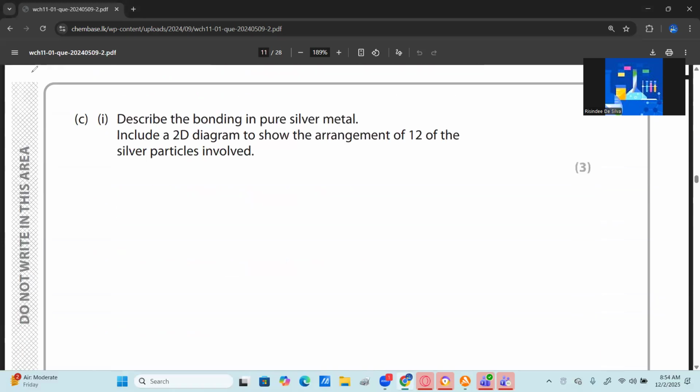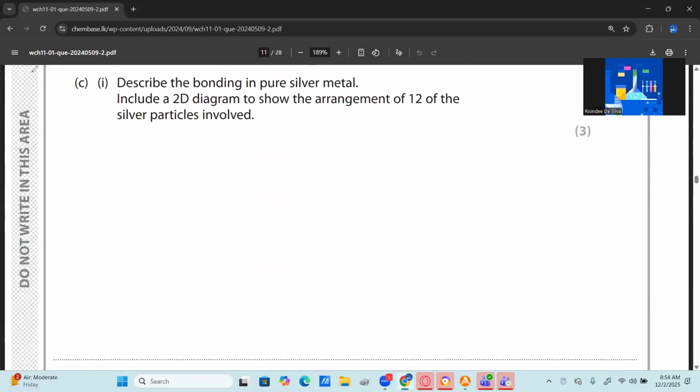Describe the bonding in pure silver metal. So we know silver is a metal. So when you draw the bonding, it should be a layered structure. Positive metal ions, and delocalized electrons. And you have to show at least 12 silver particles.